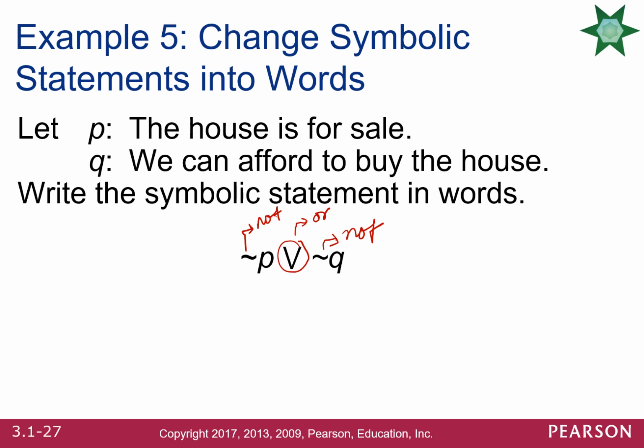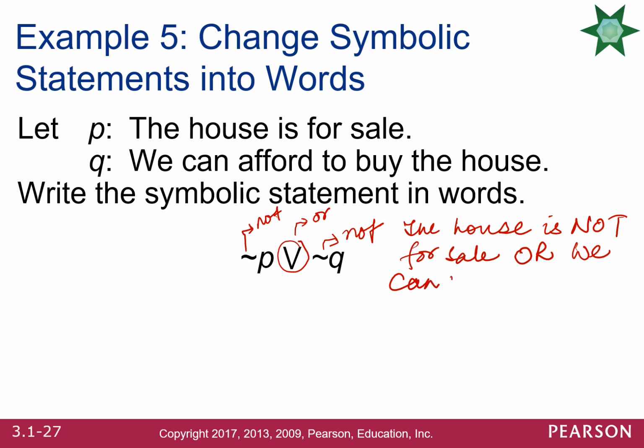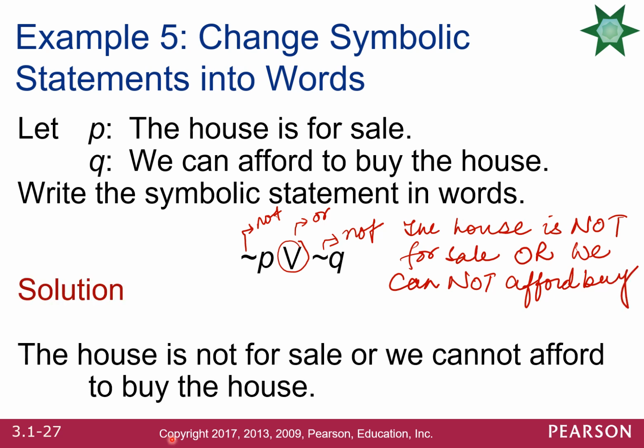So we're going to write it as the house is not for sale. And then we have the or symbol. So let's write or, we cannot afford to buy the house. All right. So again, let's go to the solutions. It says the house is not for sale, or we cannot afford to buy the house. Exactly what we wrote up here. All right.